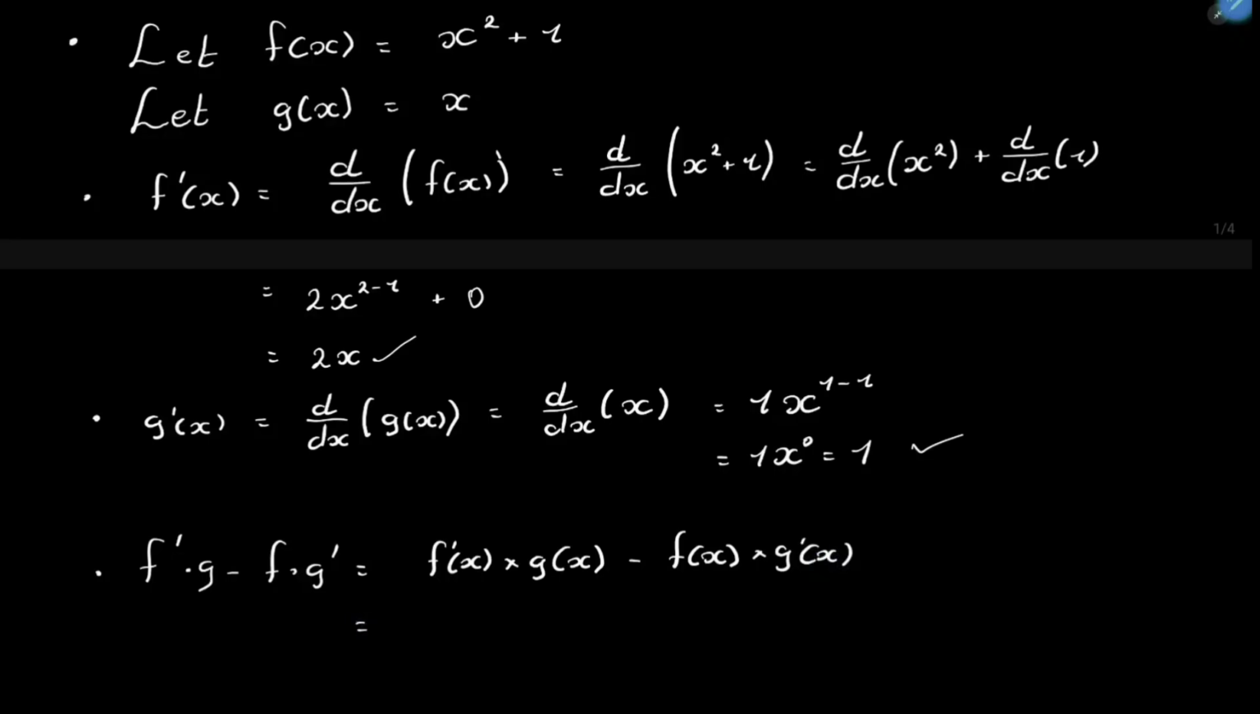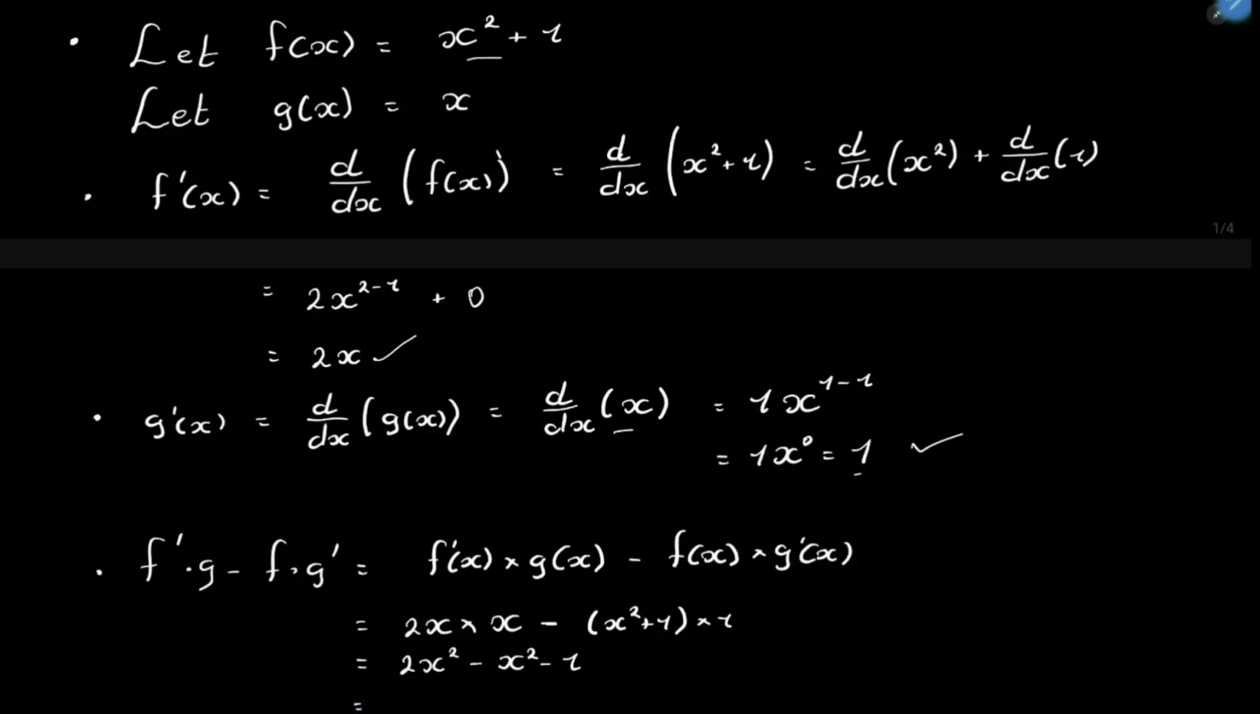First of all, what is our f prime of x? It is 2x times our g of x, which is x, minus what is our f of x? x squared plus 1. You notice I put all of that in brackets. And our g prime of x, which is 1. Simplifying this, it gives us 2x squared minus x squared minus 1. What is 2x squared minus x squared? It is x squared. It simplifies to x squared minus 1. So we are done with our fourth step.